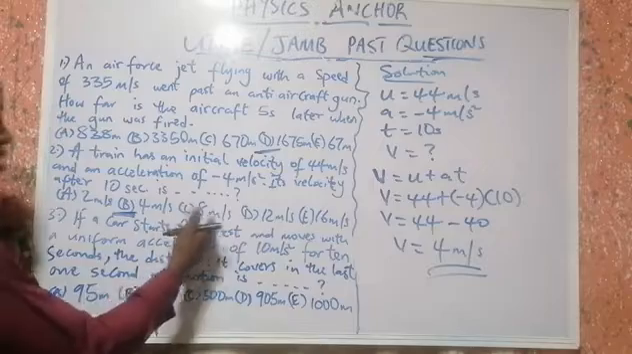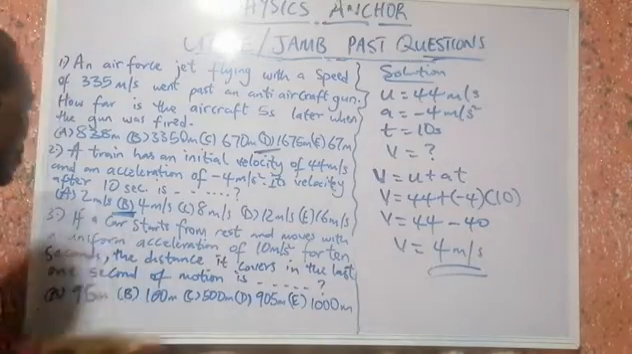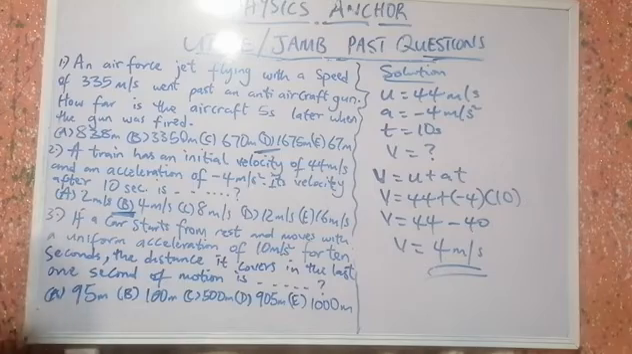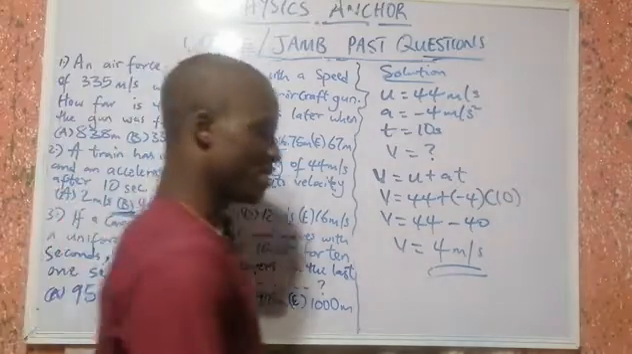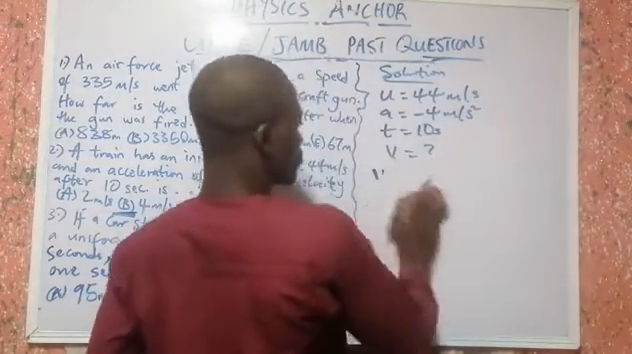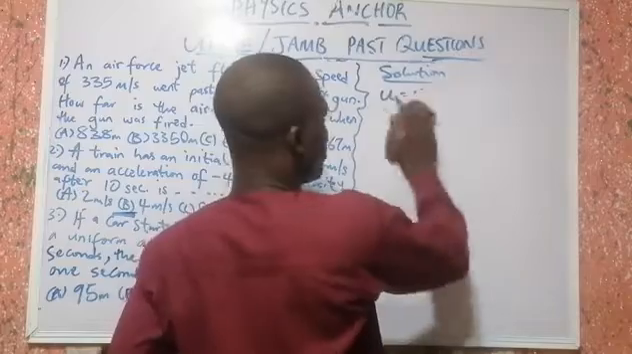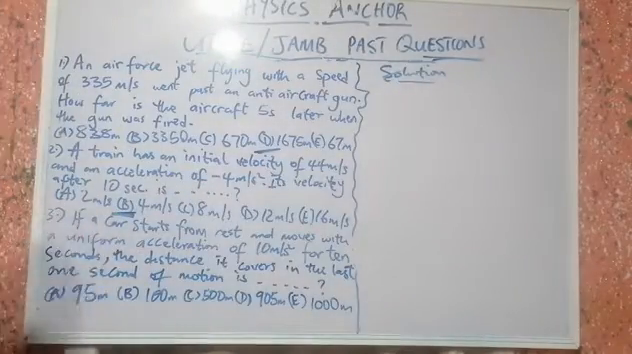So it's not 2, it's not this, it's not this. So the correct option is what? B, where we have 4 meters per second. I hope you understand that. It's as straightforward as that. So let's go to number 3. We are moving to question number 3.